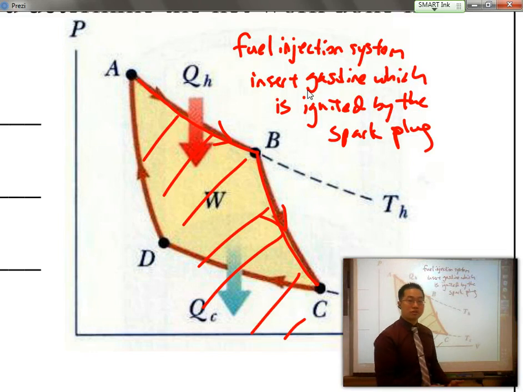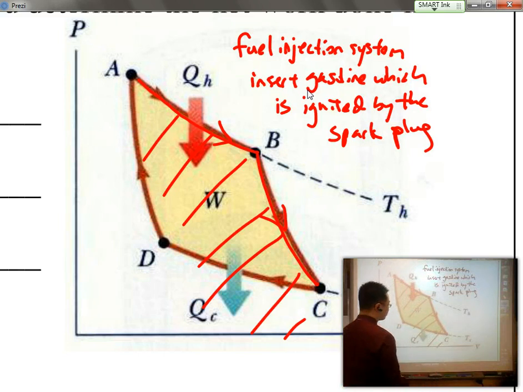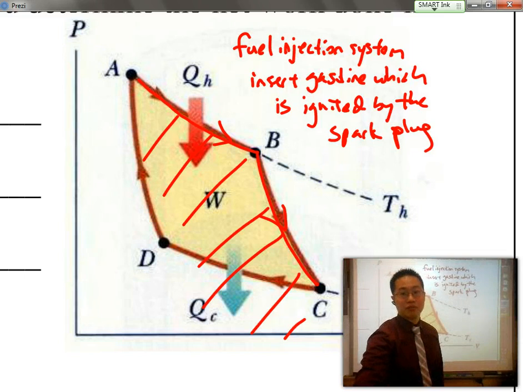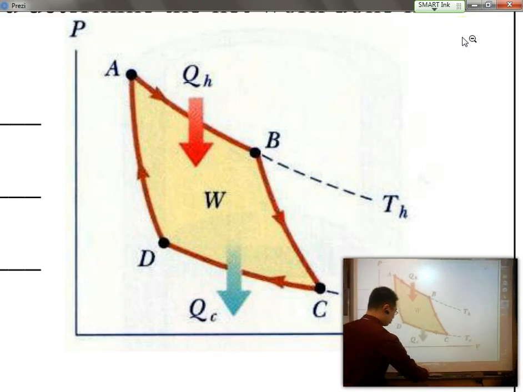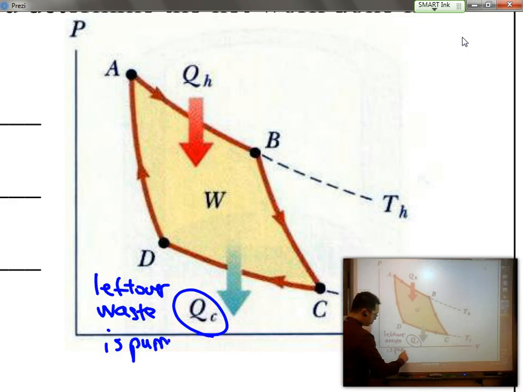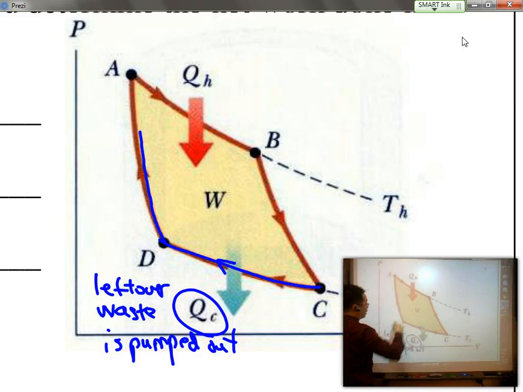But afterwards, they want to get rid of the waste product. So by pumping out the waste product, you're going to decrease the volume within the piston itself. So over here is where the leftover waste is pumped out. And the piston is brought back to its original state.